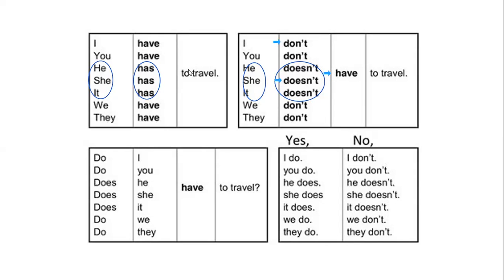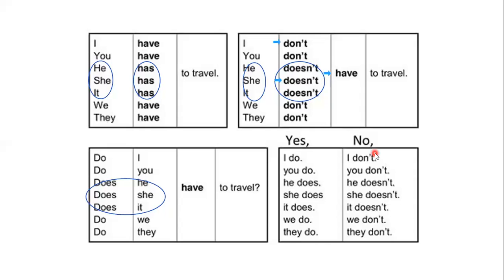And then we have the questions and it's basically the same. You are going to change only the parts that have third person, okay? Do I have to travel? Do you have to travel? Does he, does she, does it have to travel? Do we and they have to travel? Okay.